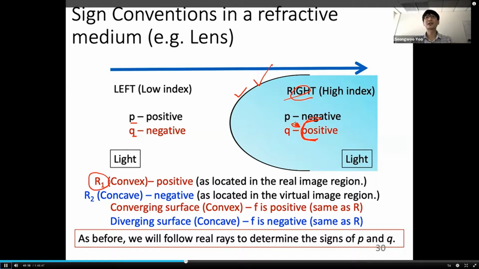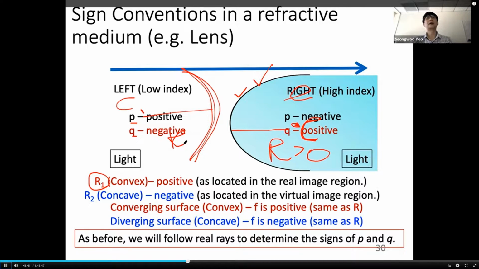Therefore, the center or the radius of this curvature is measured by following the real ray. Therefore, this is a positive radius. Now, when we are given a concave surface where the center of the curvature is placed in front of this surface, then this radius of the curvature will have a negative value. The sign convention states that the radius of curvature is going to be negative because all the real rays have already gone through this surface, all right?